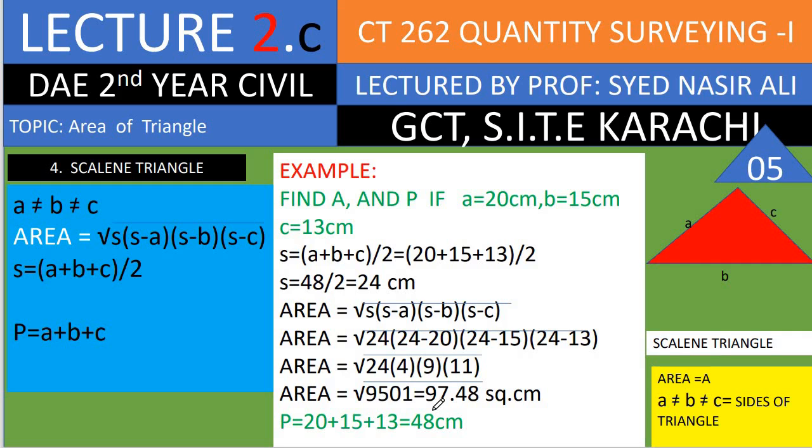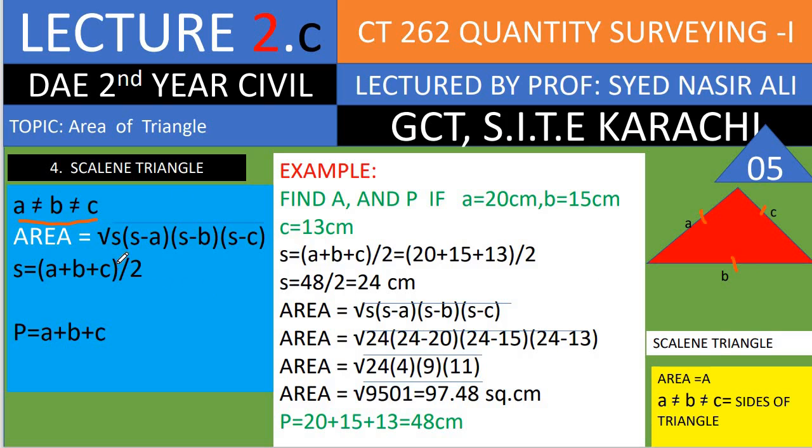The fourth triangle is a scalene triangle. A scalene triangle is a triangle having all sides of different dimensions. This is A, this is B, and this is C. And A is not equal to B and is not equal to C.